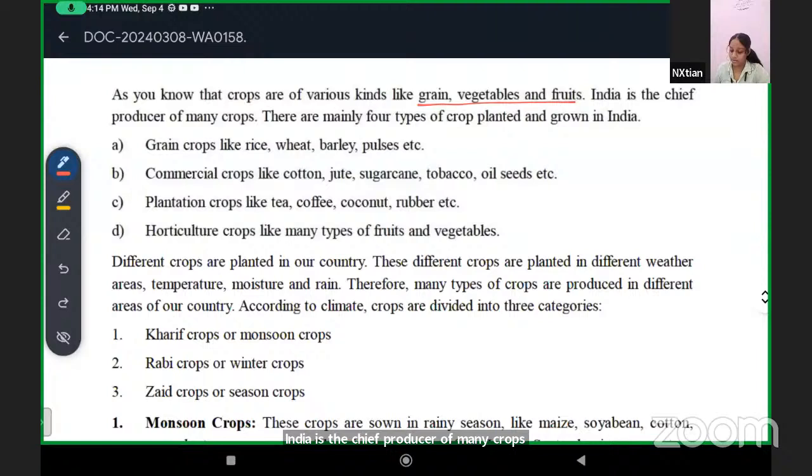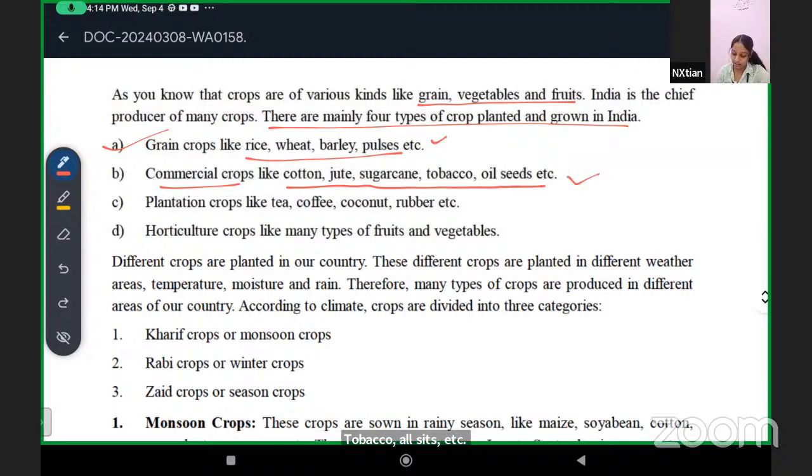There are mainly four types of crops planted and grown in India. We have grain crops like rice, wheat, barley, pulses, etc. Then we have commercial crops like cotton, jute, sugarcane, tobacco, oilseeds, etc. Plantation crops like tea, coffee, coconut, rubber, and all. And horticulture crops like many types of fruits and vegetables also we plant. So India is growing all of these crops. Okay, in India, the plantation of mainly these crops is done.